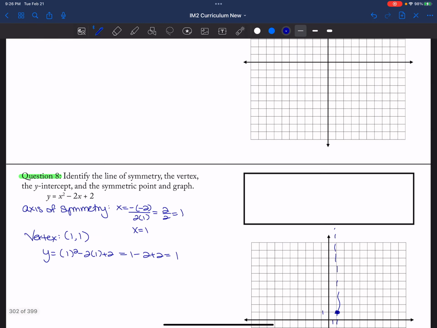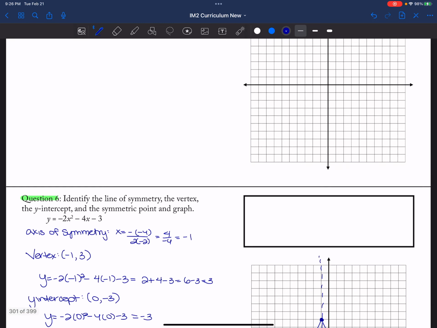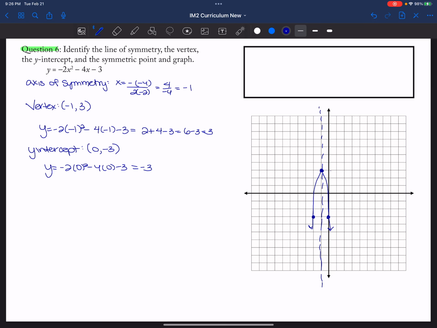You should label your axis. I forgot to do it on the other one, but you should probably label your axis. So this is not -3. This is 3 here. -3 down there. -2, -1, -2. Okay.